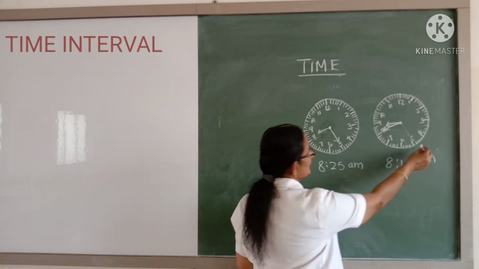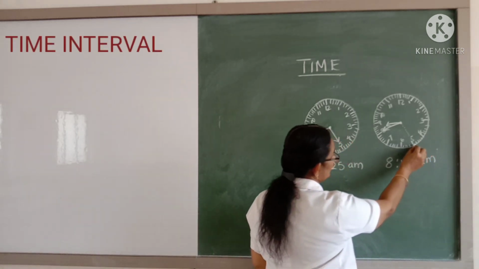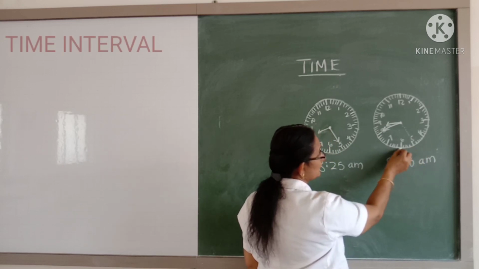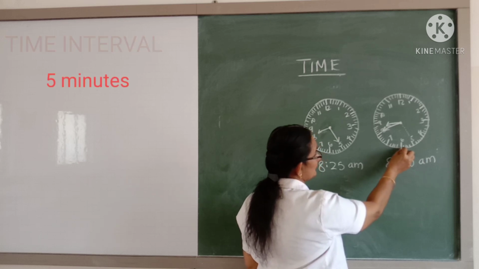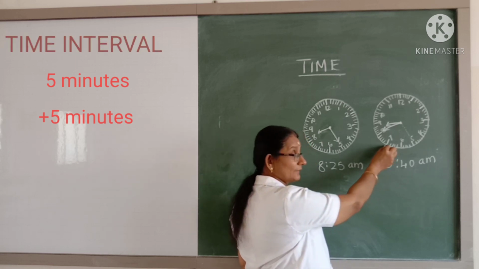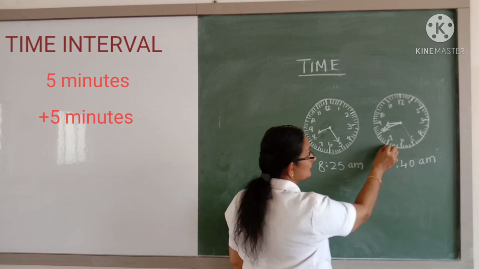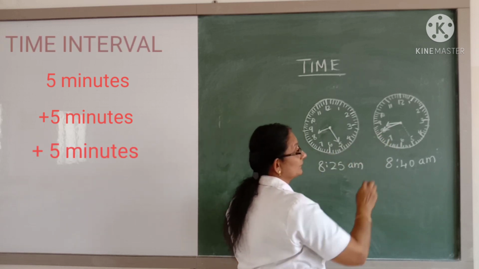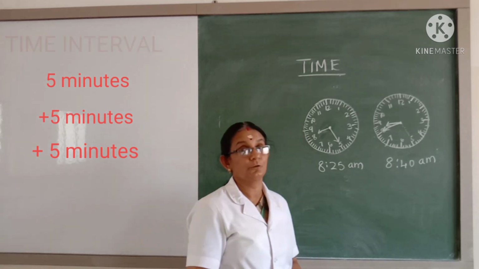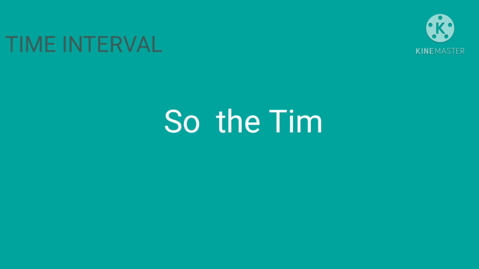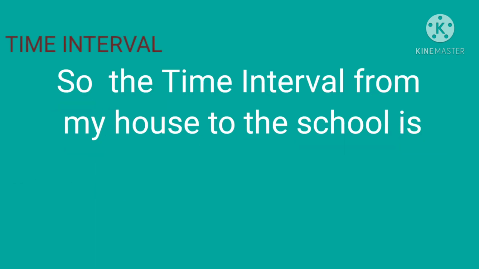Okay, so I started from 8:25. So from 25 to 30, it is 5 minutes. And from 30 to 35, it is again 5 minutes. So 5 plus 5 will give you 10 minutes. And again, 35 to 40, it is again 5 minutes. So totally, the time taken for me to reach the school is 15 minutes. So the time interval from my house to the school is 15 minutes.